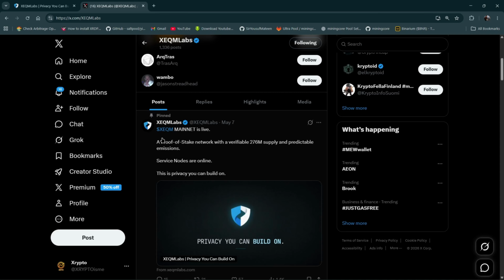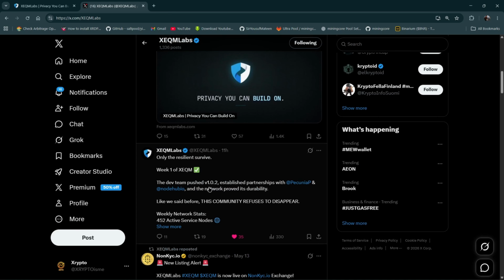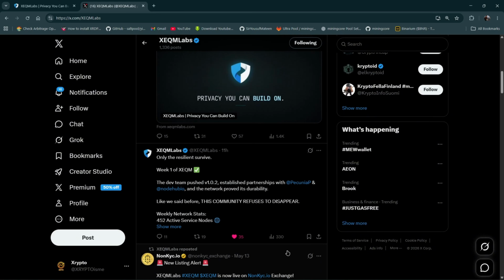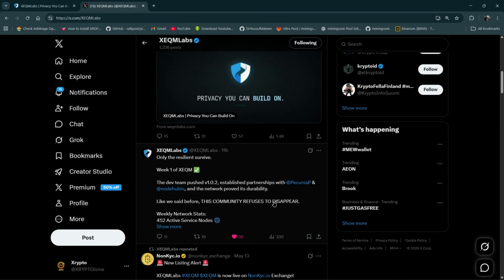Now the pinned post is: Mainnet is live on May 7. A proof of stake network with verifiable 276 million supply and predictable emission. Service nodes are online. This is privacy you can build on. Okay, perfect. Nice pinned post. You can say the day it all began. Only the resilient survived. This is 11 hours ago. Week 1 of XEQM, the developer team pushed V1.0.2, established partnerships with Pecunia and NotHub.io.